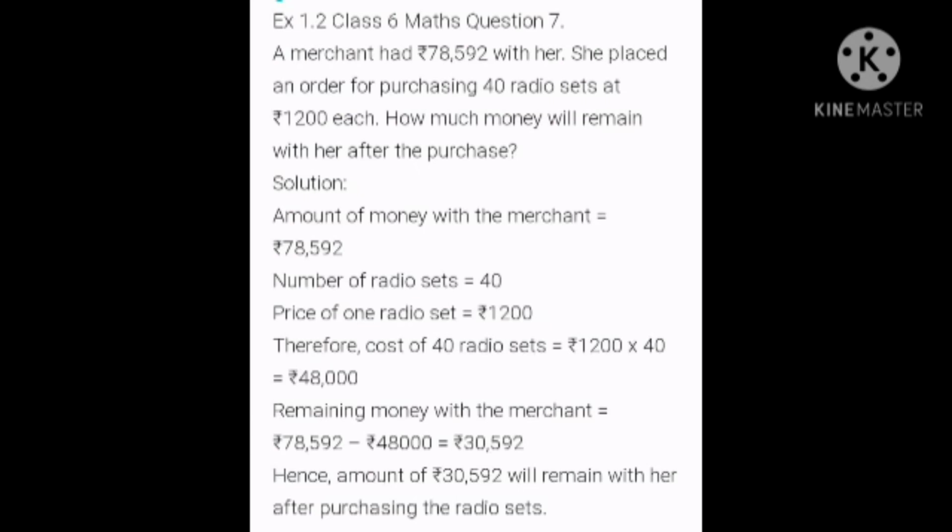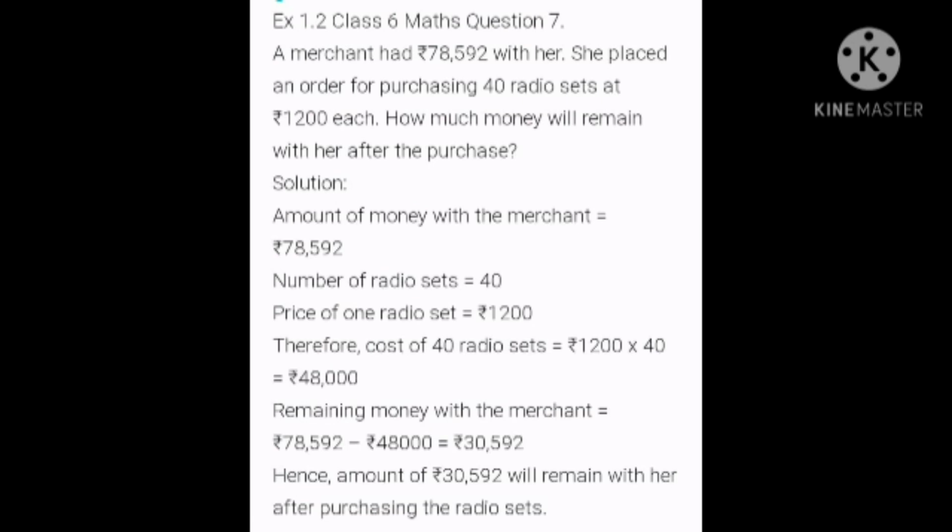78,592. She needs to purchase 40 radio sets. Each means per radio set it is rupees 1,200. So how many radio sets she needs to purchase? 40. So 1,200 into 40 gives you rupees 48,000.